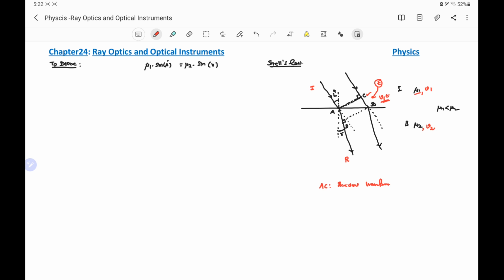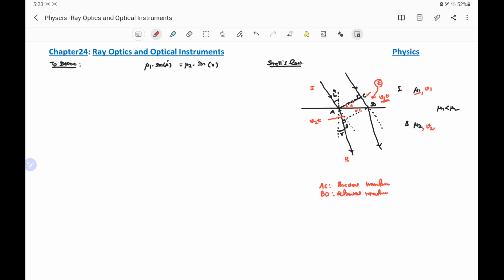Similarly, in the same time, the refracted wavefront, which is BD, whose point A travels to point D in time t, and this distance is v2 t. Angle of incidence is I. Therefore, the wavefront makes angle I with the boundary. We can see it by the geometry. Similarly, the refracted wavefront makes the angle R with the boundary.